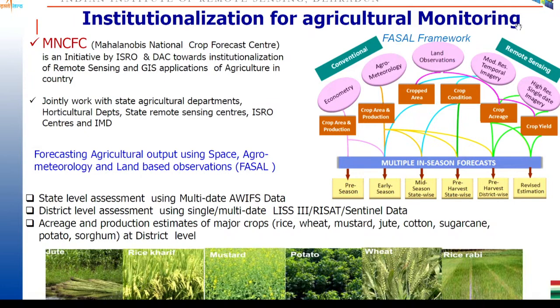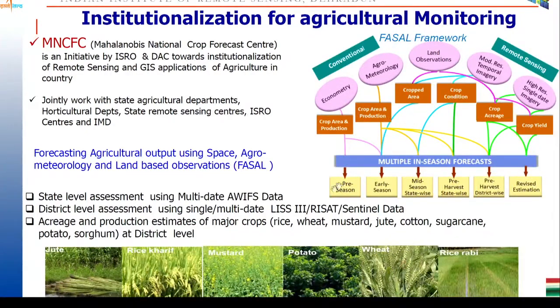Institutionalization of agriculture monitoring. ISRO has institutionalized the Mahalanobis National Crop Forecast Center, which aims to forecast crop acreage and also production of more than 8 to 12 crops as of now. More crops are being added; prototype development of crop yield forecasting is in progress to cover all 24 crops which are under minimum support price (MSP).